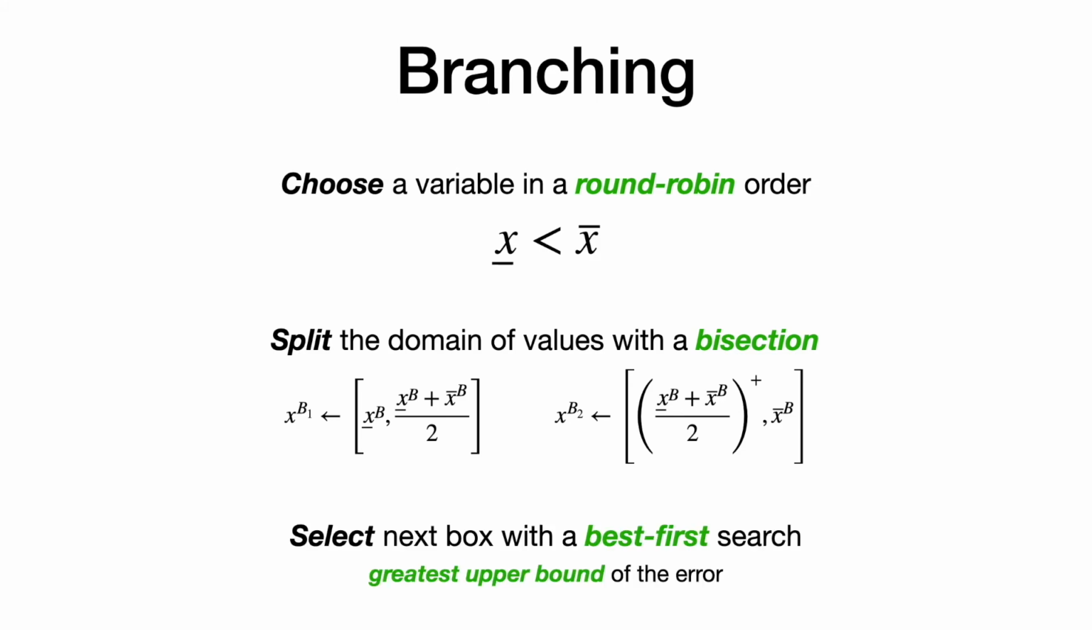Finally, we need to select the next box and use the best first search to do this. We will choose the box with the greatest upper bound of the error, as it will give us more chances to compute a better lower bound. This is how our algorithm computes an enclosure of the largest absolute error. So now let's see how well it compared to other tools.